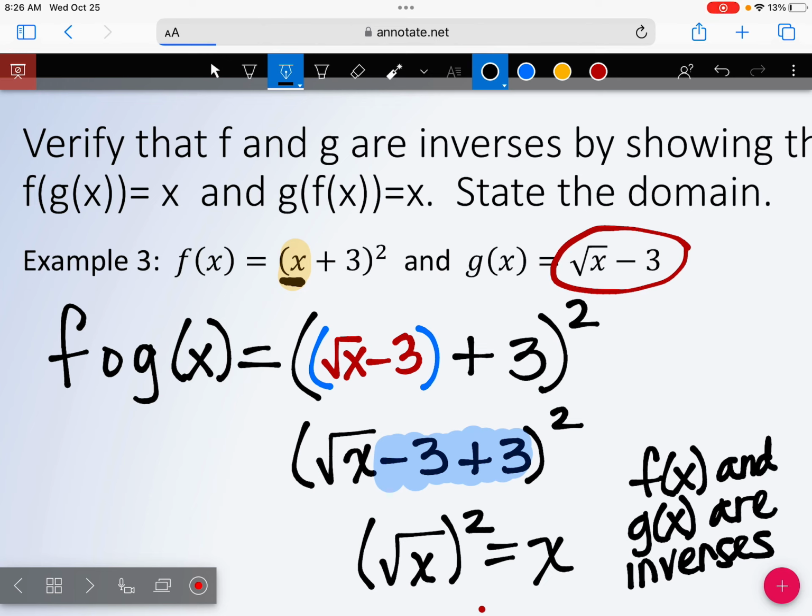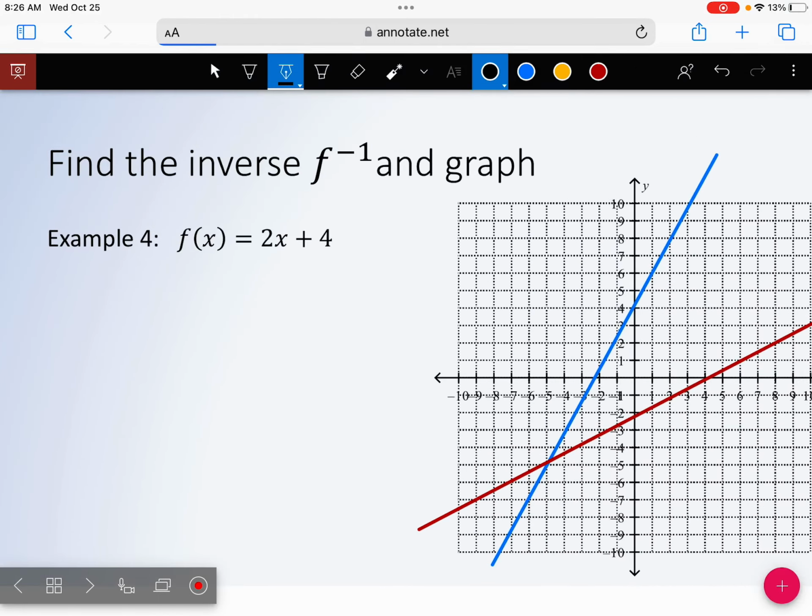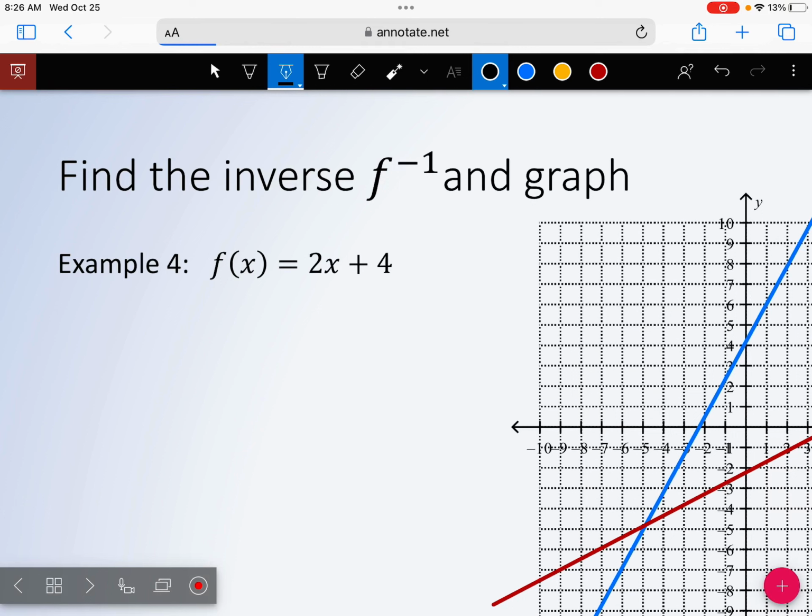So now we're going to practice finding the inverse. For this first one, we're going to find the inverse and graph it. When you find the inverse, the way we show that it's an inverse is by putting the -1 next to the f.